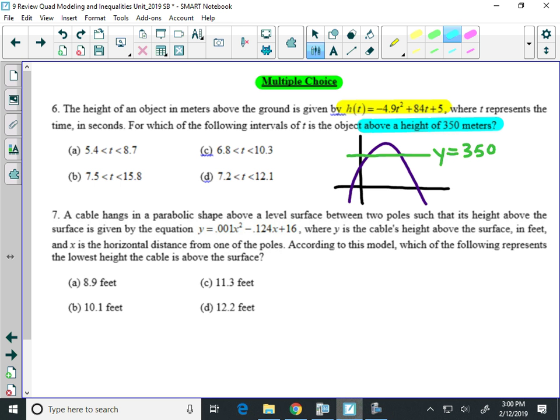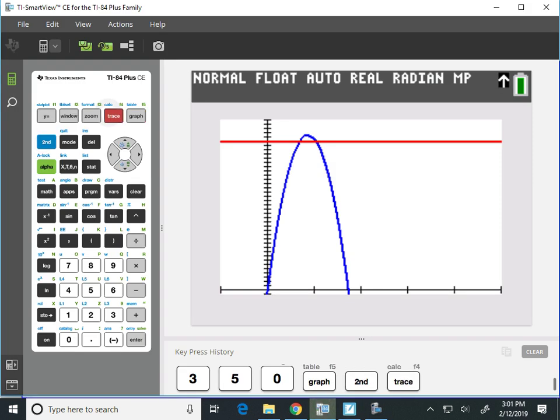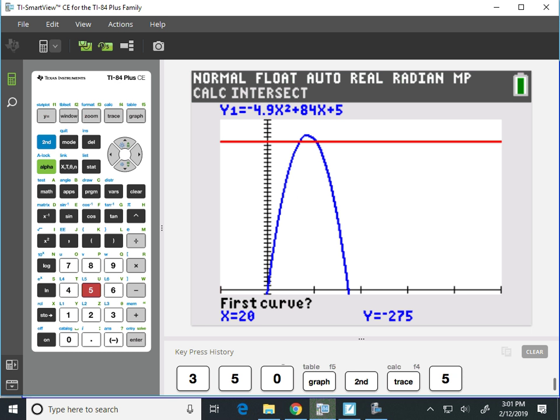We want to know where we are higher, which means above that green line. I highlighted one part, so I have one inequality, which all of these do have, but I need to find the intersection points of those two equations so I can find the time values that we're going to use for the interval. So to find the intersection, I go second trace, number 5, intersect. I have to find my first curve.